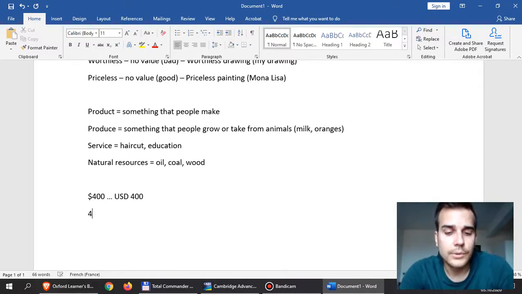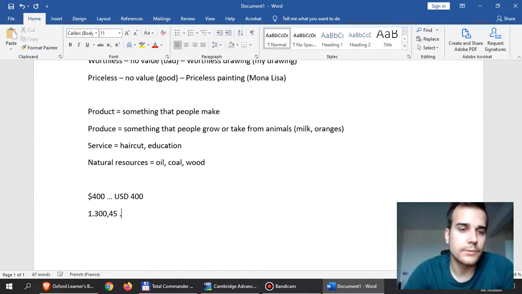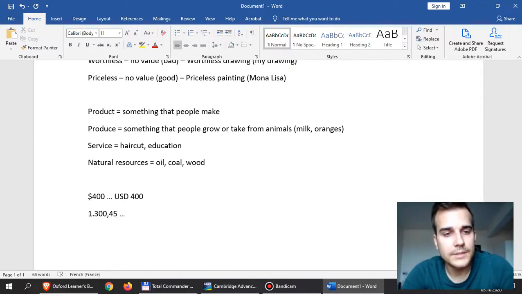The second issue is that in the Czech language, if I want to differentiate each 3 digits, I would just say, okay, this is 1,300, and then point, I don't know, 45. Okay, so in Czech this would be 1345. Now in English it's the direct opposite.